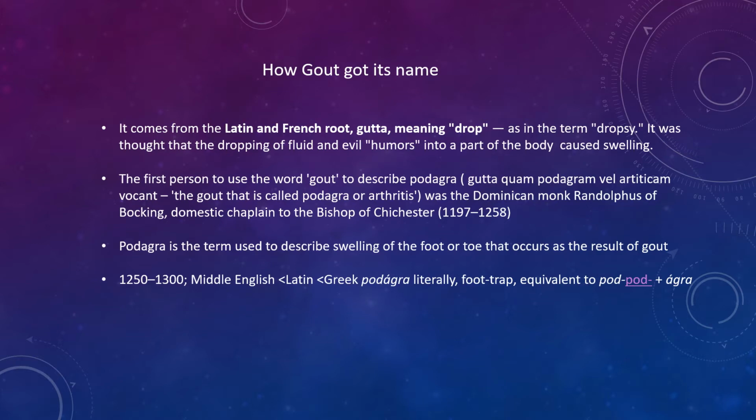Now, how did it get its name? It came from the Latin and French root meaning drop. It's an old term meaning dropsy, where it was thought that the dropping of fluid and evil humors into a part of the body caused swelling. The first mention of podagra, another term for gout of the great toe, came from a Dominican monk named Randolphus of Bocking, who lived in the 12th century.